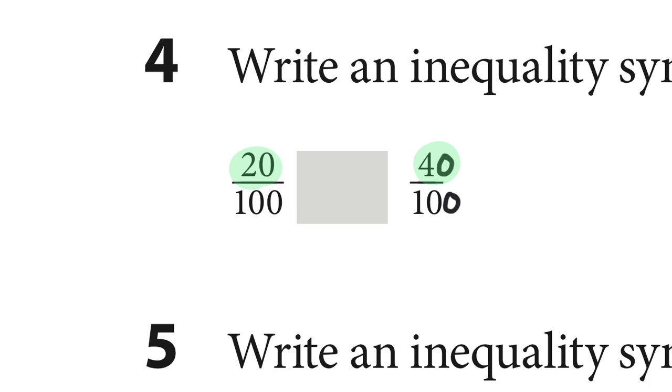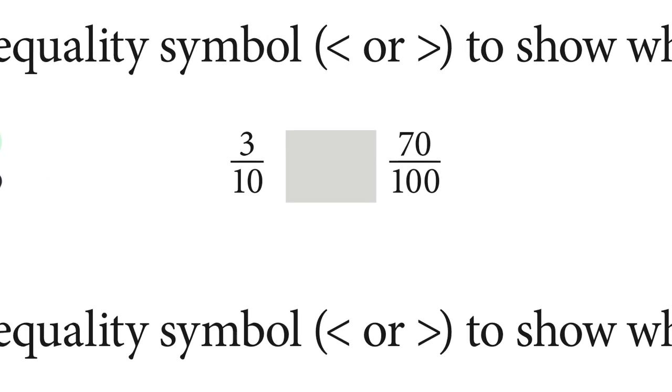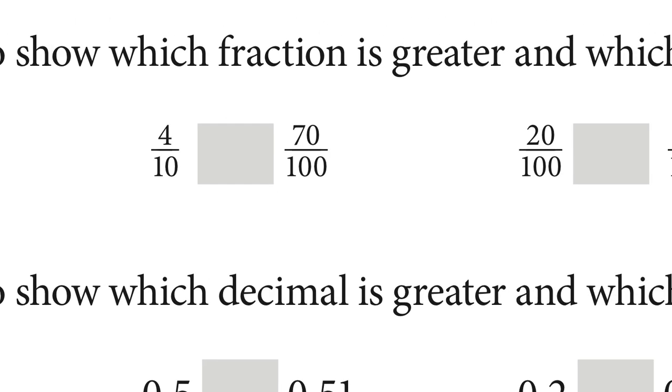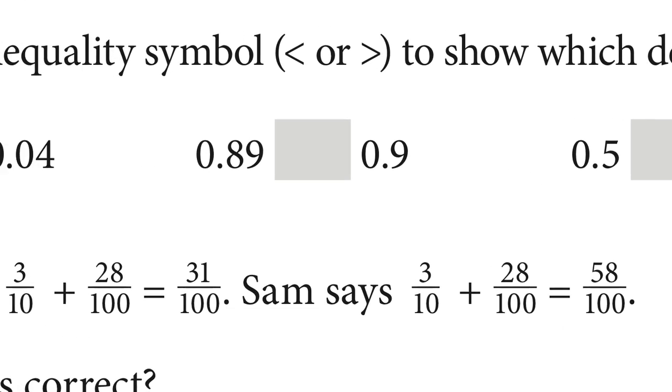Okay, and since we know that 40 is larger than 20, the alligator is going to eat the larger number. Okay, same thing here. I see tenths, I'm going to convert them to hundredths, and then I know that 70 is larger than 30, so I'm going to write my sign this way, so the alligator eats the larger number. Okay, I'm going to let you do the next 2 on your own. You should pause this video and give it a try.